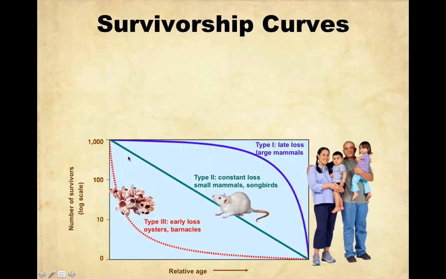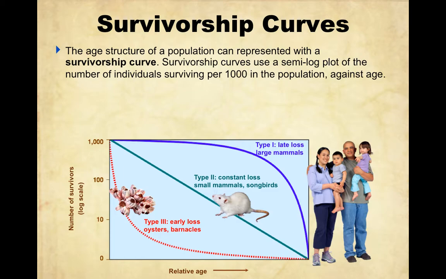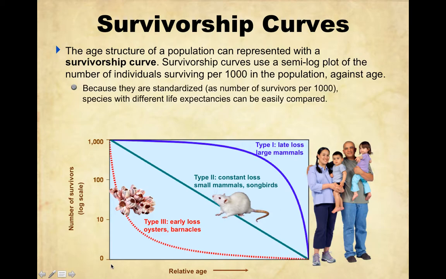So we have type 1, type 2, and type 3. The age structure of a population can be represented by these survivorship curves, and it's a semi-logarithmic graph of the number of individuals per 1,000 in a population against its age. Okay, so we see its age and the number of organisms. So I'll dive into each one in a little bit more detail.